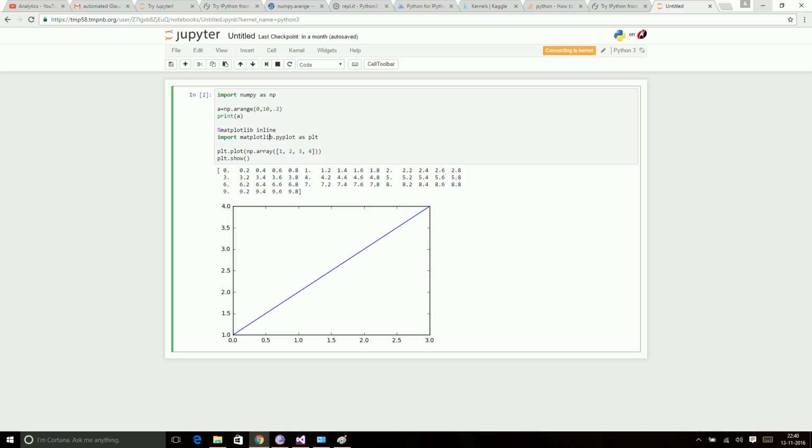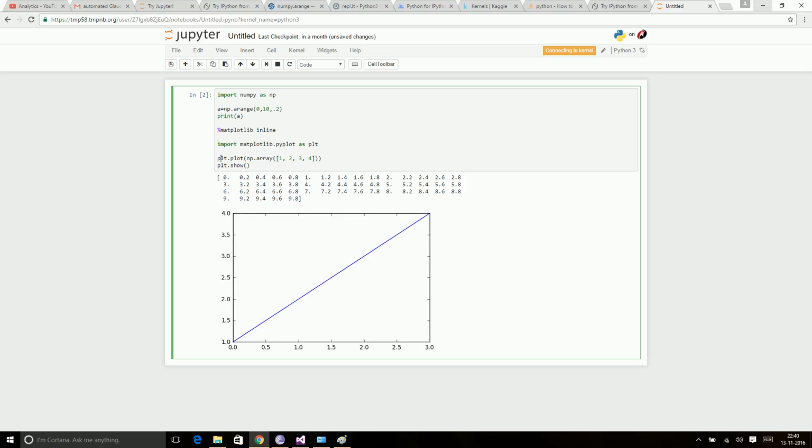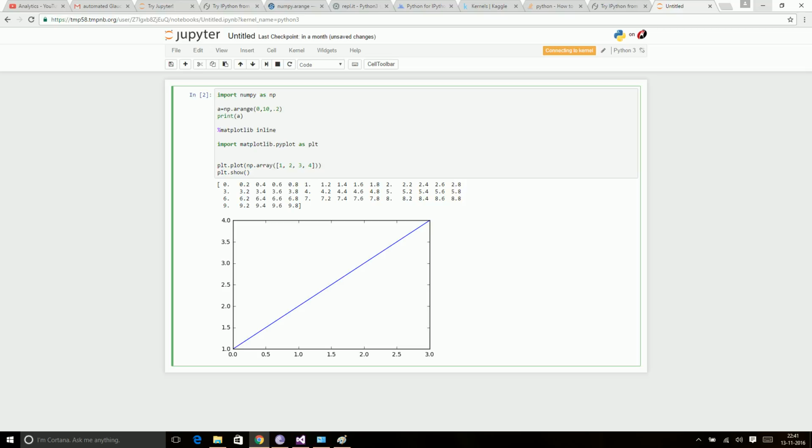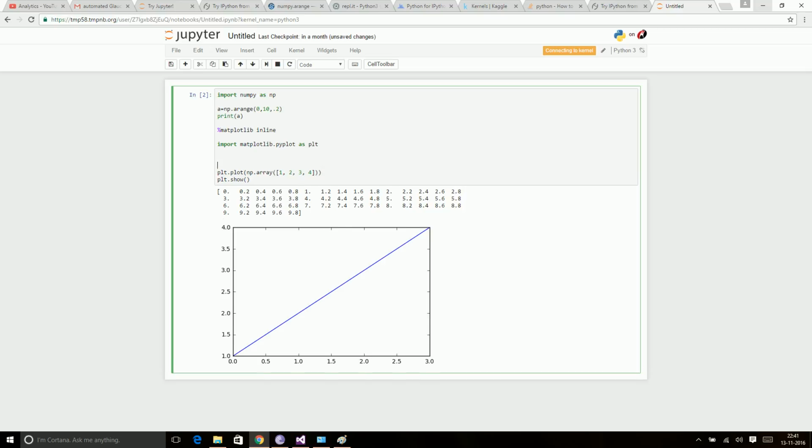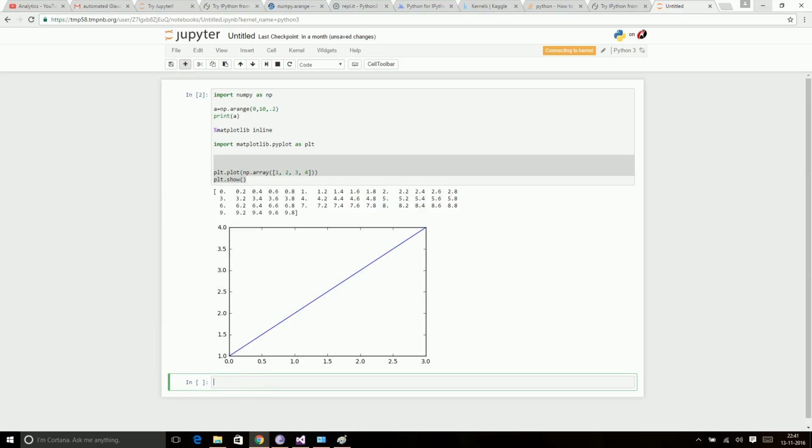Okay. Now import matplotlib. And if we say plt.plot of np.array 1, 2, 3, 4, it is going to show you an array plot. Instead of this, now I want to create a sinusoidal signal. Let me take a new cell for the sinusoidal signal. You can click on the new cell icon from here.